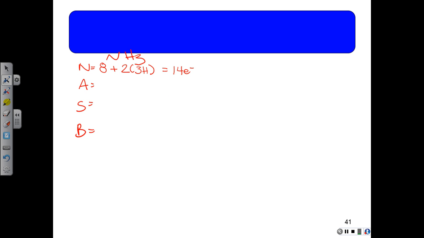Available: nitrogen is in group 5, so it has 5 valence. Hydrogen is in group 1, and we have 3 of them. So we get 8. Okay. If we take 14 minus 8 to get shared, we get 6. Okay, so how many bonds is that? 3. 6 divided by 2, there's 2 electrons in each bond, is 3 bonds.